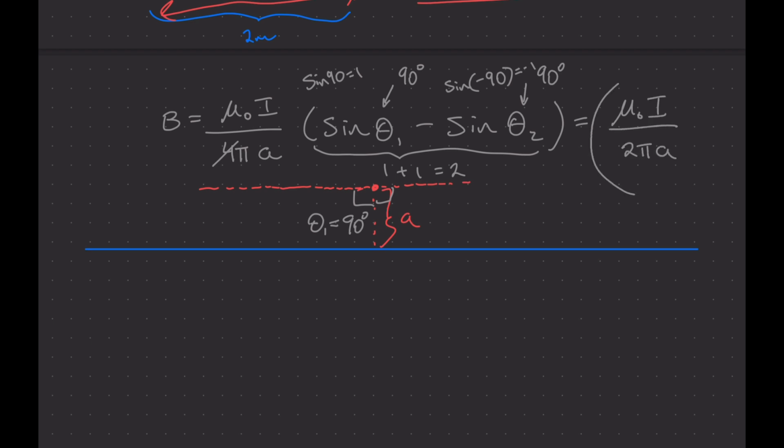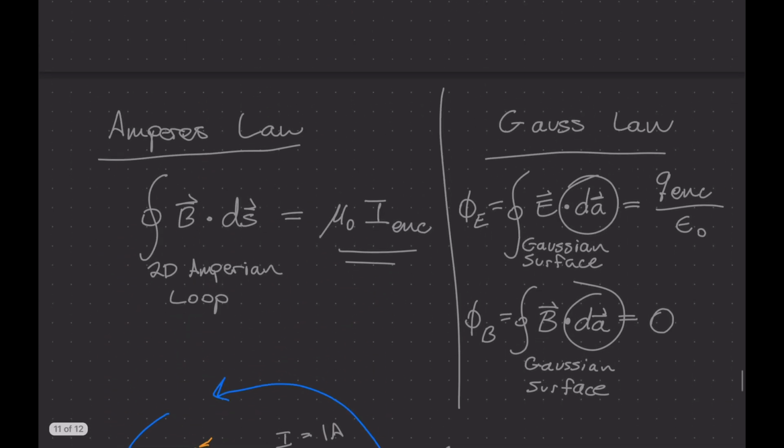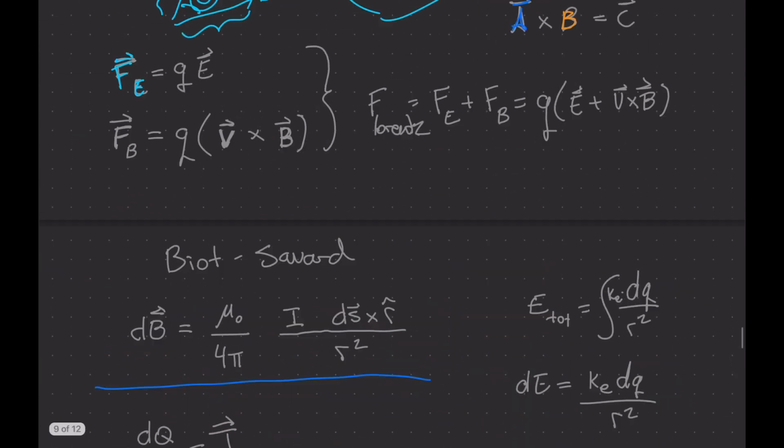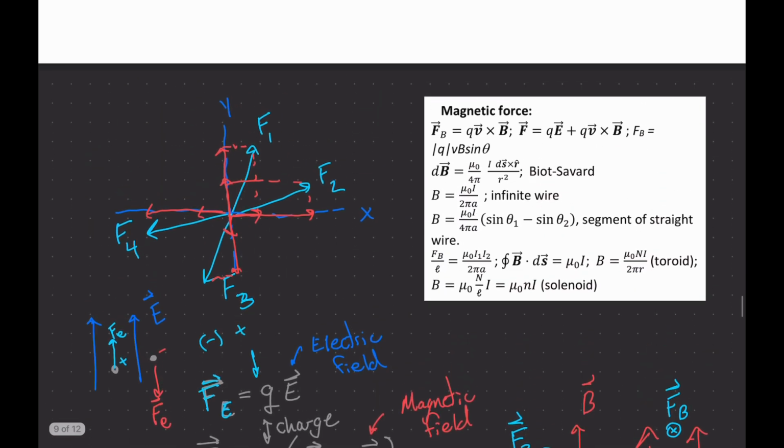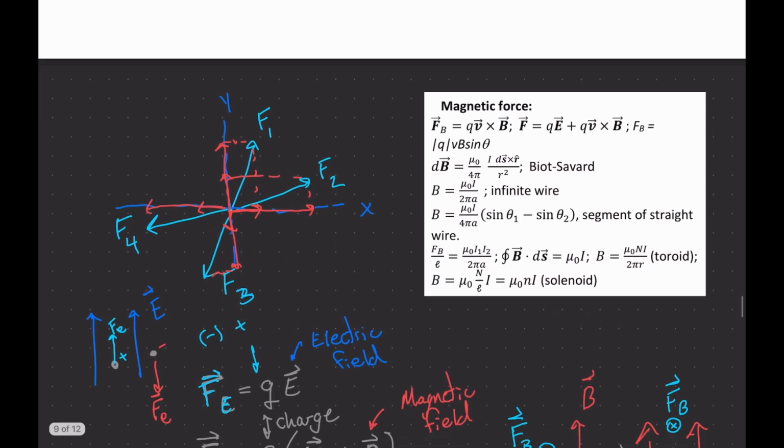So basically, what I showed you guys here is if you take this equation that tells you the magnetic field due to a finite length of wire, due to a segment of straight wire, and you apply these angles for an infinitely long wire, then this equation reduces to this equation here. Okay, cool. Now let's quickly take a look at the toroid and the solenoid.